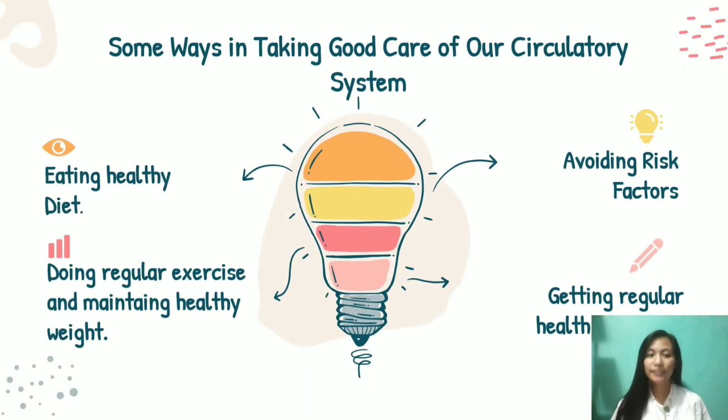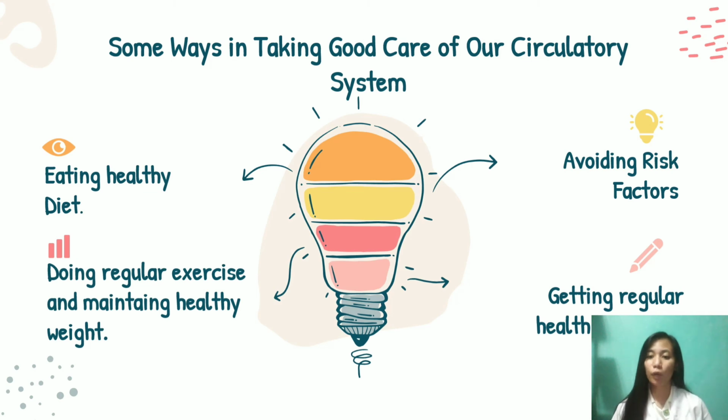So again, class, in addition to what we discussed today, there are also some ways of taking good care of our circulatory system. First is eating a healthy diet. This means eating a well-balanced diet that consists of the right kind of food in the right amount depending on our age, size, and activity. Second is doing regular exercise and maintaining a healthy weight. When we exercise, class, our heart beats faster to allow more blood supply into our muscles. This means additional nourishment and oxygen supply that provide more energy to our body cells.